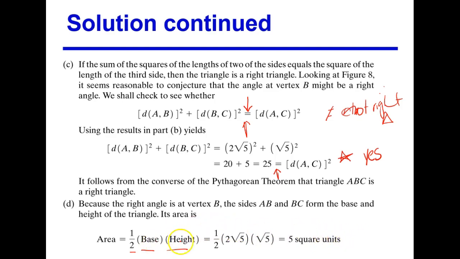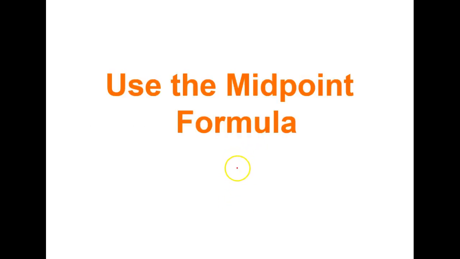Now remember, my base and my height are always at right angles to each other, so that's why it can be very useful to figure out if this is a right triangle before we go any further, because then I already have all the information I need to find the area of that triangle. Okay, so that was our first learning target, using the distance formula.